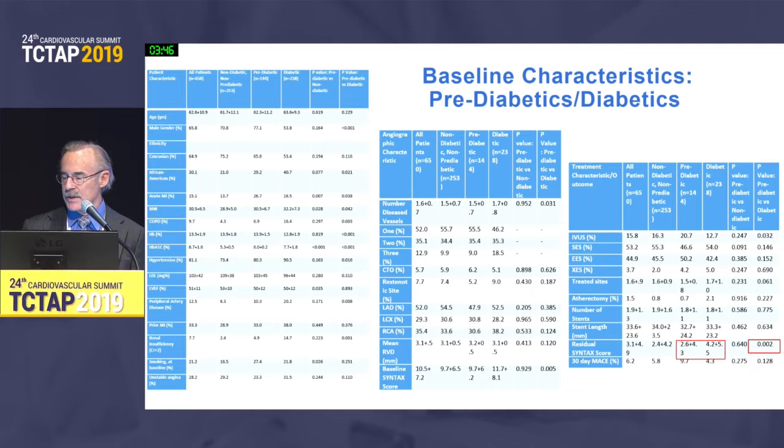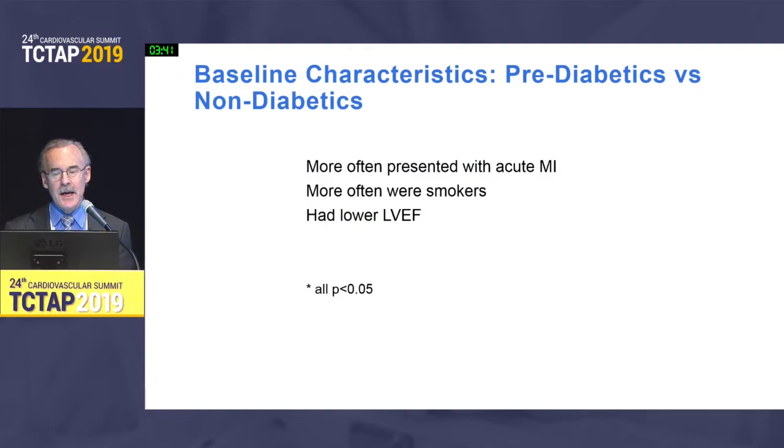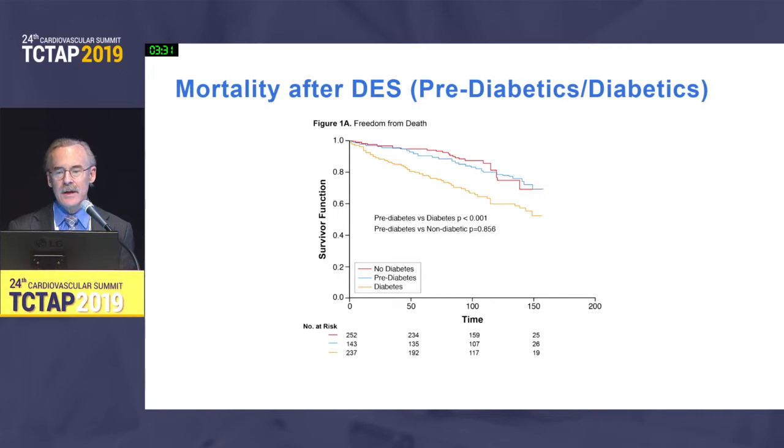Looking at differences between pre-diabetics and non-diabetics, the pre-diabetics more often presented with acute myocardial infarction, more often were smokers, and had lower ejection fraction. What about long-term data? Here are the mortality data. In red, the non-diabetics. In blue, the pre-diabetics. And in yellow or gold, the diabetic population. You see quite a striking difference here. The diabetics did worse, and the pre-diabetics did pretty much as well as the non-diabetics.